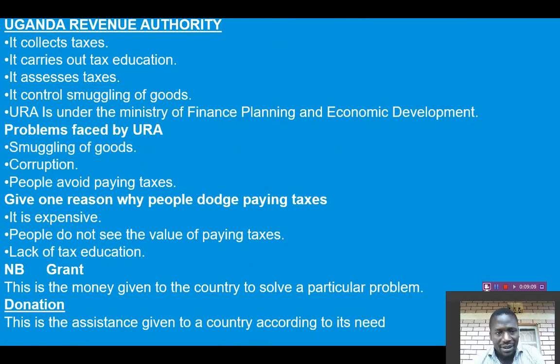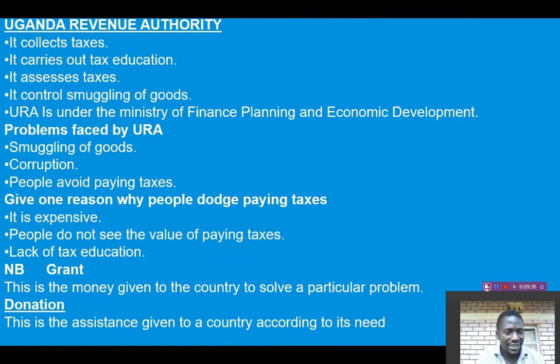Then I'll be winding up this video from this part. I'll be ending this video at this part, which is the URA, Uganda Revenue Authority. This is a body which collects taxes. These are some of the roles of the URA, or the Uganda Revenue Authority.